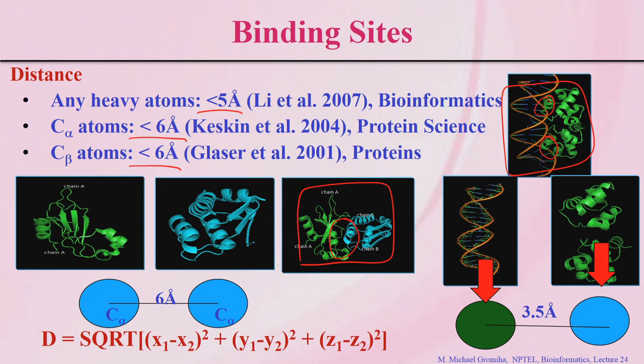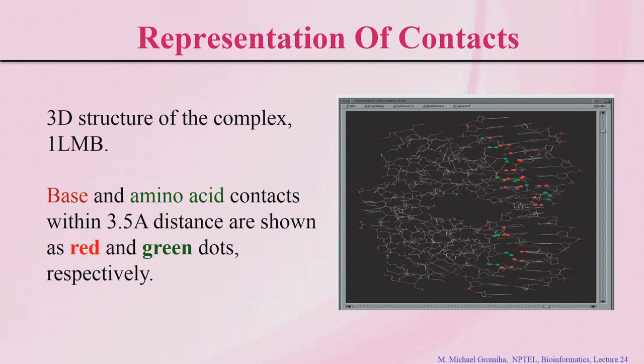Fine, how to do that? This is one example of a protein DNA complex. You can see the DNA here and the protein here, and you can see the interface residues. You can see the residues marked in green and the contacts marked in red. The green ones are the amino acid contacts from the protein side and the red ones are the base contacts from the DNA side. You can see the contacts, fine.